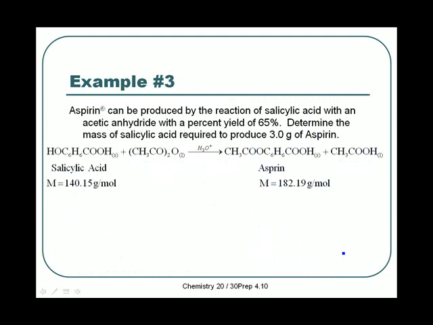One more example here. Aspirin can be produced by the reaction of salicylic acid with acetic anhydride with a percent yield of 65%. Determine the mass of salicylic acid required to produce 3 grams of aspirin.